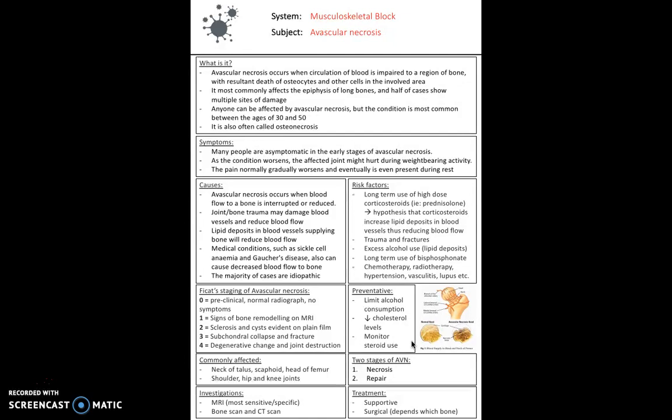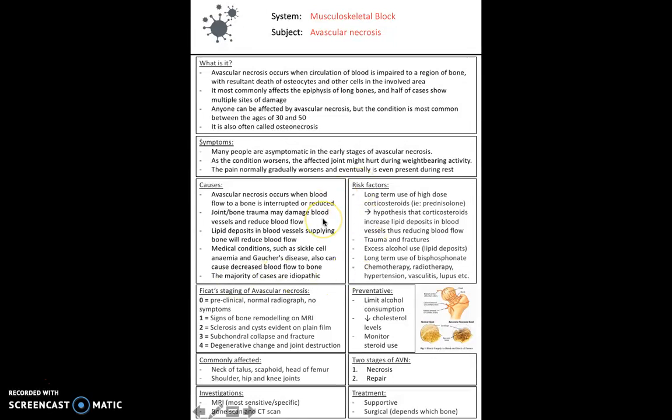Many people are asymptomatic with this in the early stages, and as the condition worsens, it tends to be that the affected joint hurts during weight-bearing activity. Eventually, over time, that pain will be present even during rest in severe advanced cases of avascular necrosis. Essentially, it's due to disruption of blood flow, as we've said, to the bone, and this could be through joint or bone trauma, which may damage the blood vessels. It could be due to lipid deposits in blood vessels, or it could be due to medical conditions such as sickle cell anemia, Gaucher's disease, and decreased blood flow, because these all decrease blood flow to the bone.